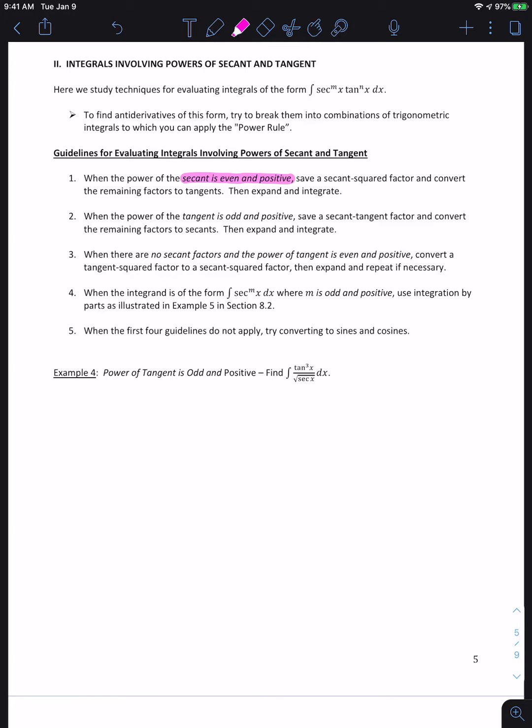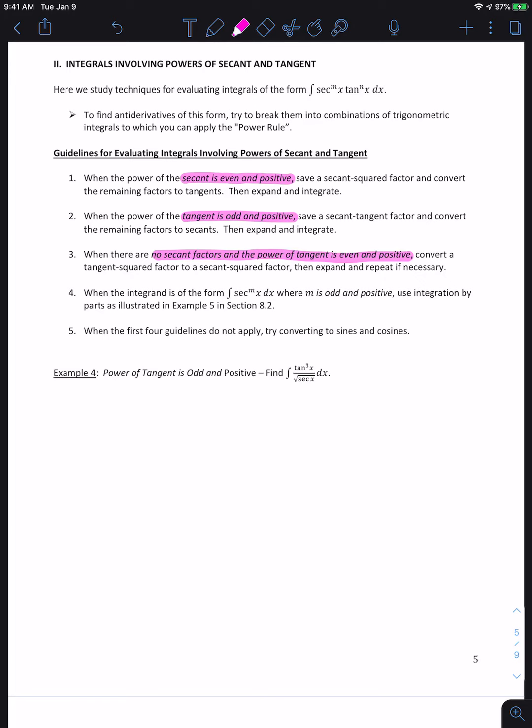When the power of tangent is odd and positive, what we're going to do is save one secant tangent factor, because we'll convert all the other tangent factors to secants, so that secant will be the inside function, in which the derivative of secant is secant tangent. So if there are no secant factors and the power of tangent is even and positive, we're going to convert the tangent squared factor to a secant squared factor and then expand and repeat if necessary. So that's very similar to, I think, guideline 3 for the sine and cosine.